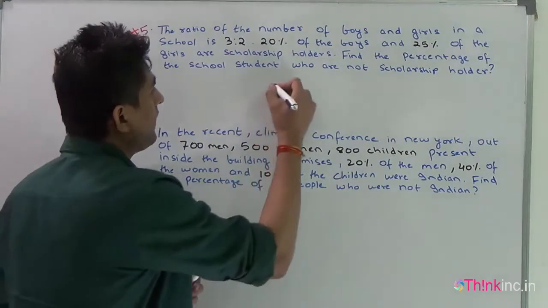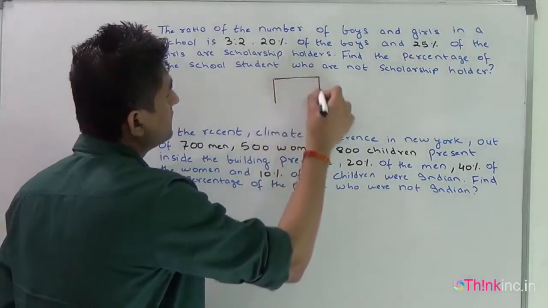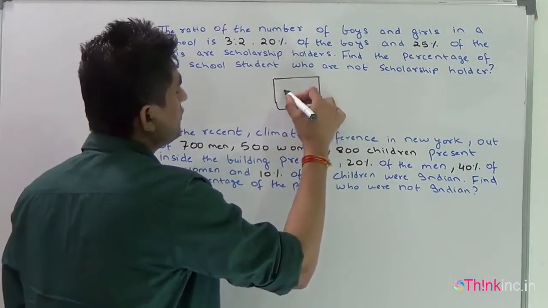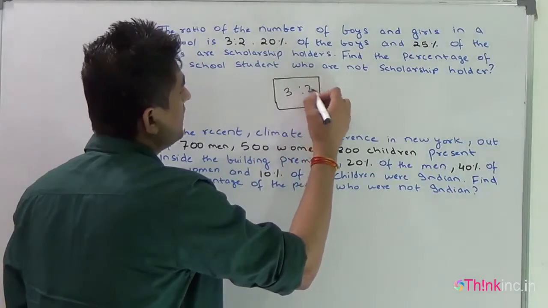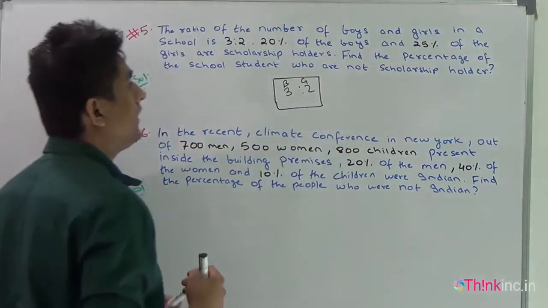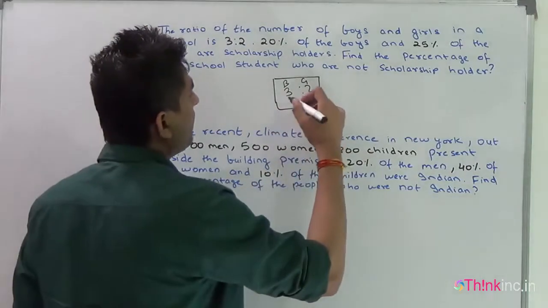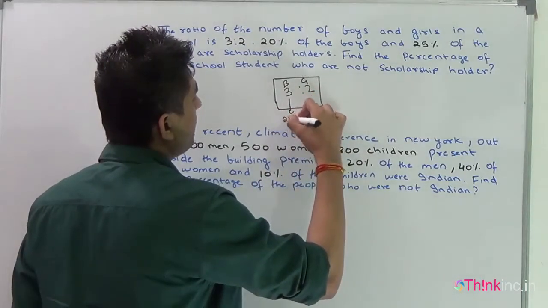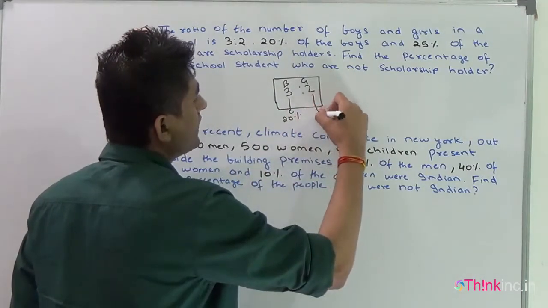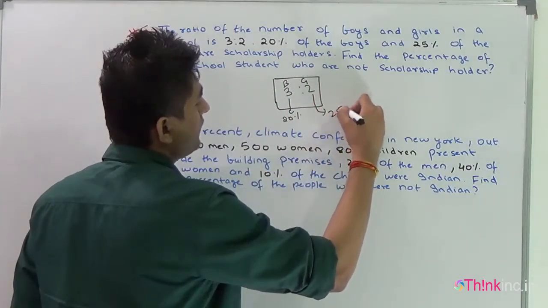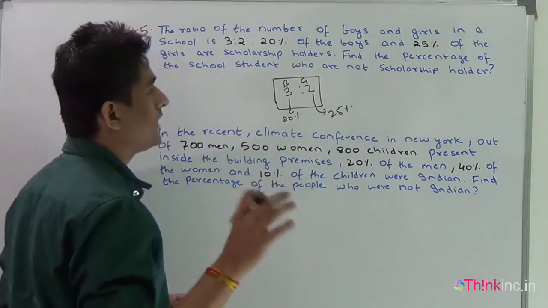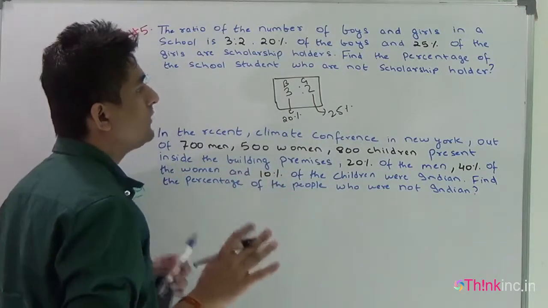Question says, in a school, suppose this is a school, and in this school, the ratio of boys to girls is like this, 3:2. Out of the boys, 20% of the boys are scholarship holders, and out of the girls, 25% of the girls are scholarship holders. And we have to find the percent of the students who are not scholarship holders.